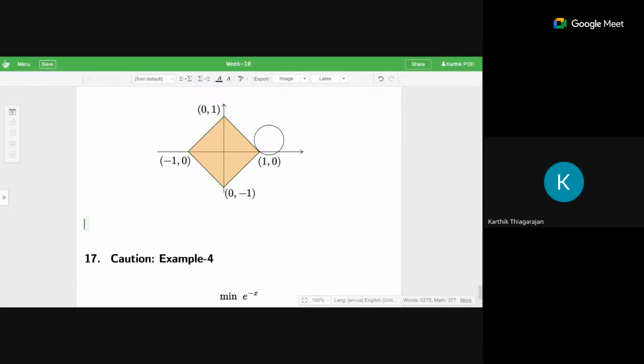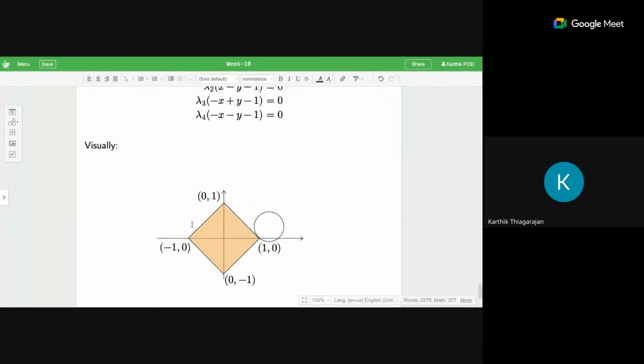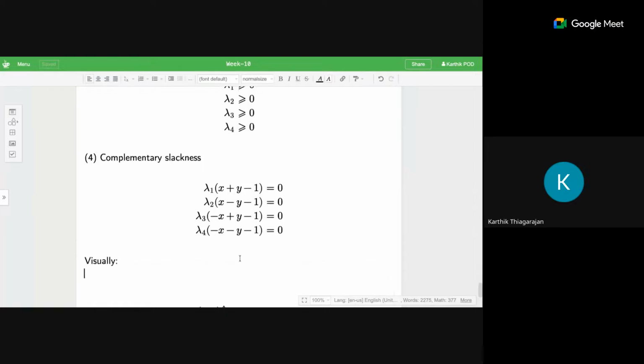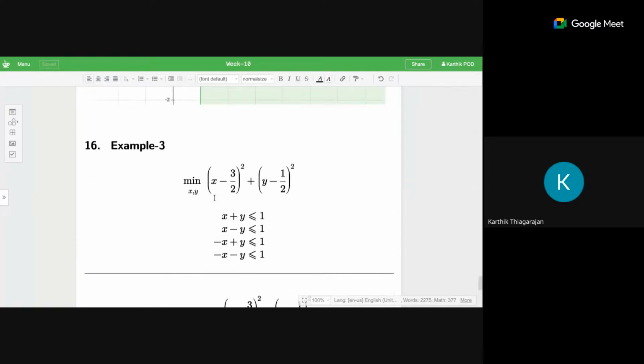So you will notice that 2 of the lambdas will be 0. The lambda corresponding to this constraint and this constraint will be 0, and the other 2 will be non-zero. They are what are called active constraints. (1, 0) will correspond to the primal optimum. And if you substitute (1, 0) here, you will get whatever, right? So that will be the primal objective.